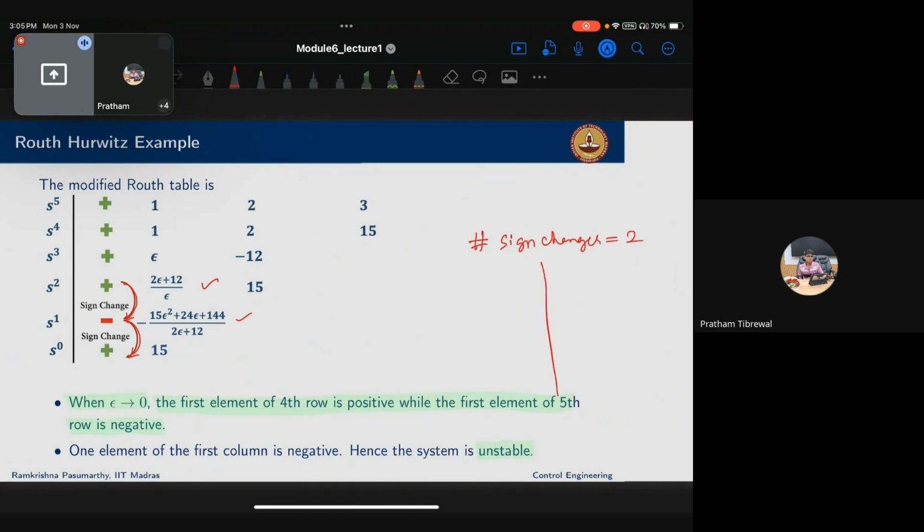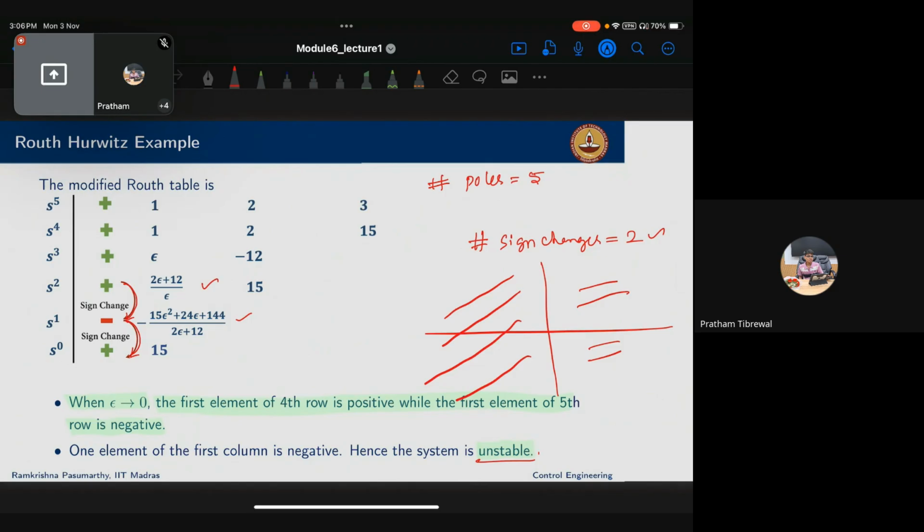It means two poles are on the right side. The total number of poles is five. So two are on this side and the remaining three will be on this side. Clear? So the system is unstable. Yes, now I am able to understand.